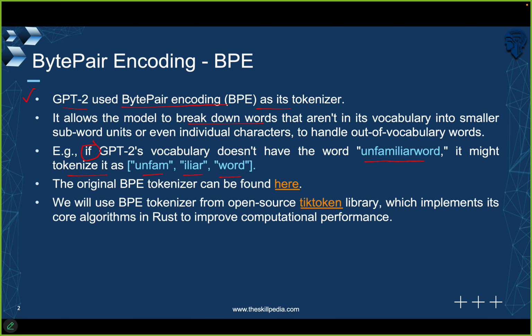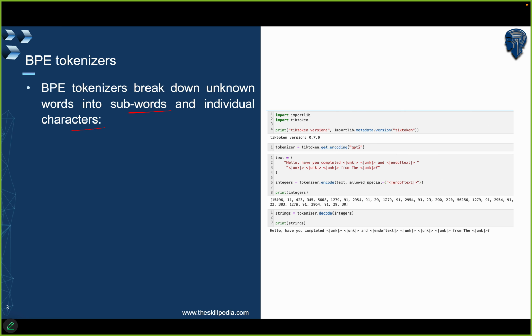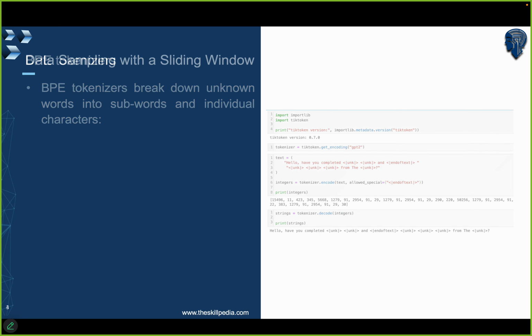We will use the BPE Tokenizer from the open source tiktoken library, which implements the core algorithm in Rust to improve computational performance. The BPE Tokenizer breaks down unknown words into subwords and individual characters. And this is the tokenizer, importing it.